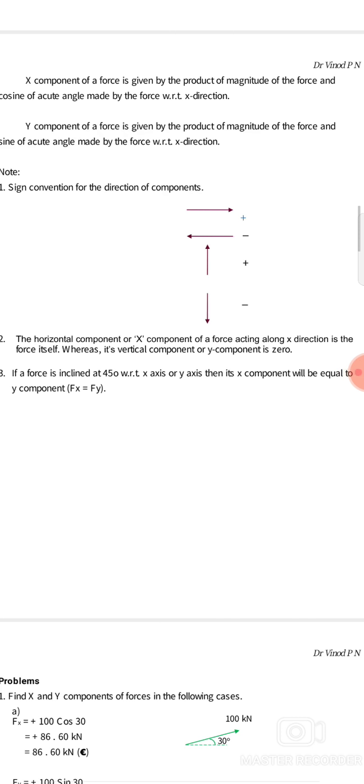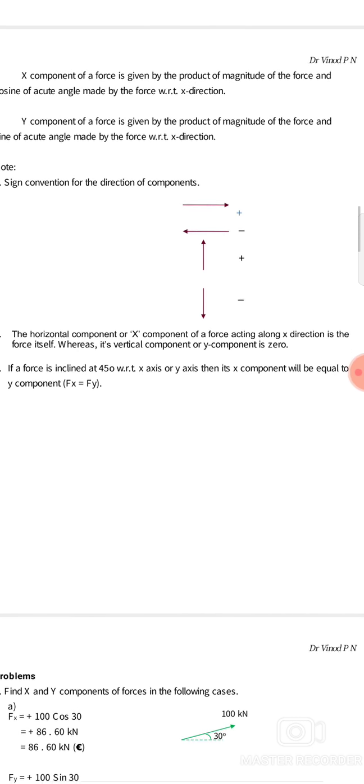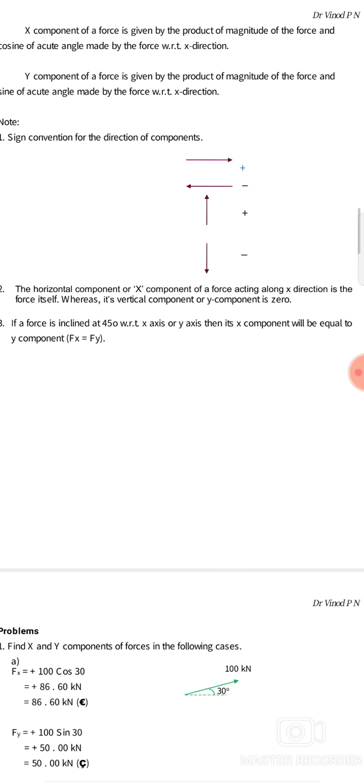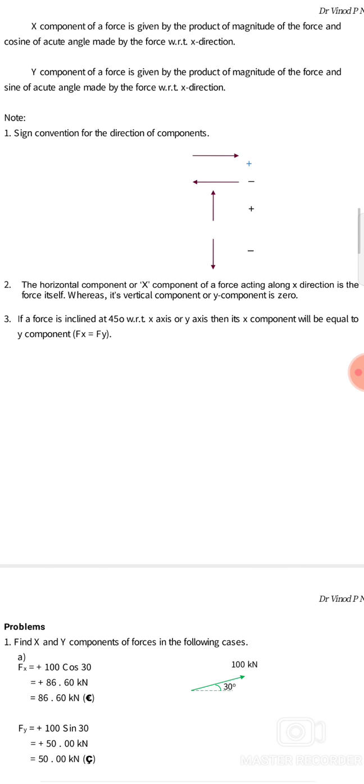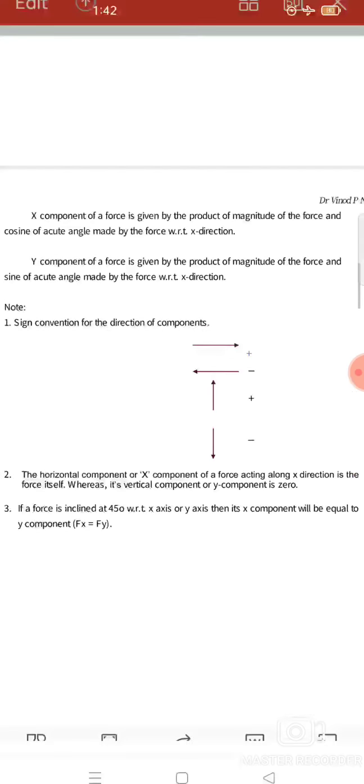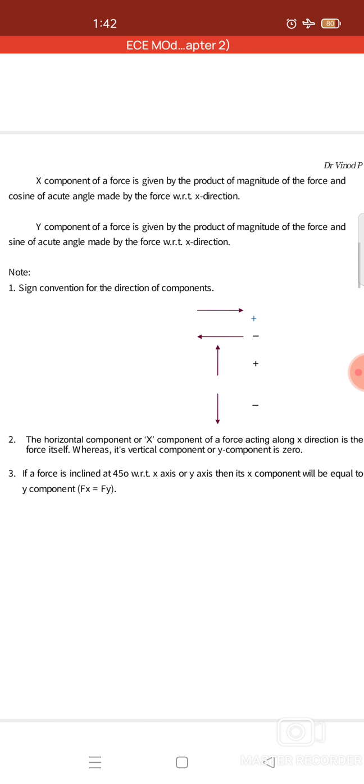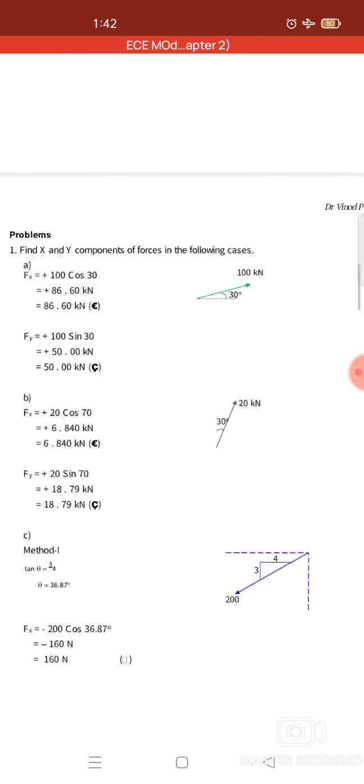The horizontal component, or x component, of a force acting along the direction is the force itself, whereas its vertical component, or y component, is 0. If a force is inclined at 45 degrees with respect to the x-axis or y-axis, then its components will be equal: Fx and Fy will be equal. Okay, these are all the 3 important points to be remembered before going to the numericals.